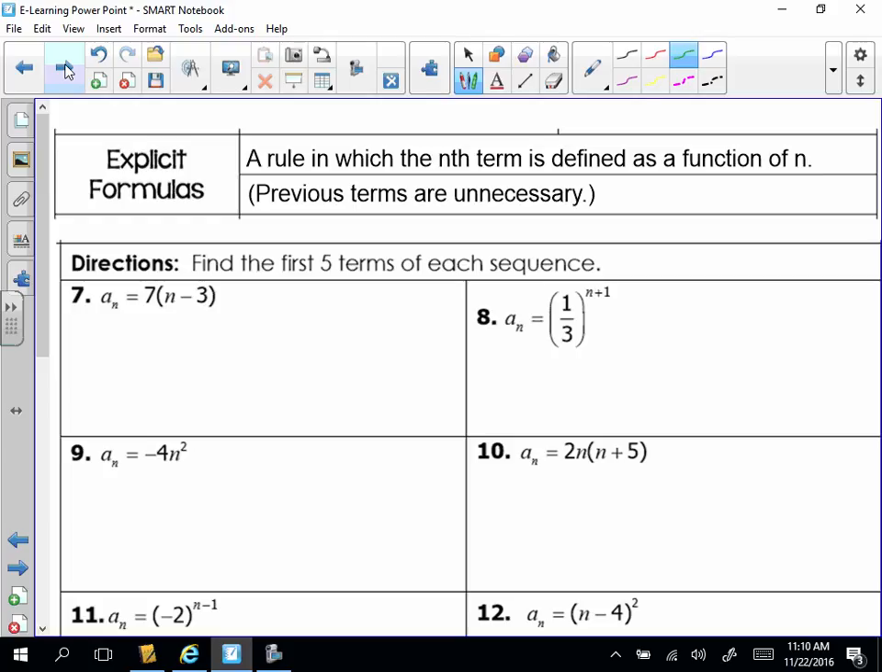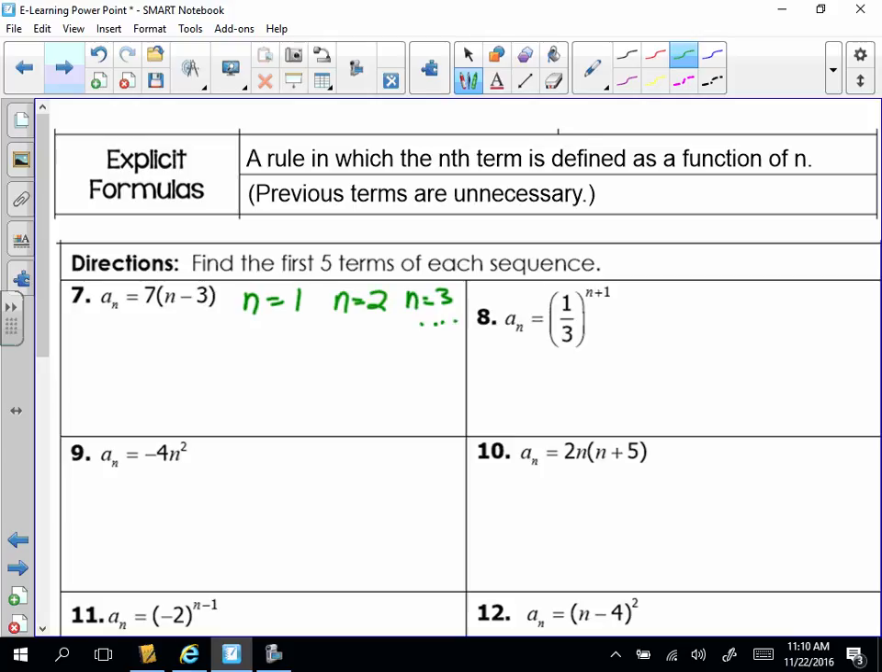Explicit formula is a rule in which the nth term is defined as a function of n. The previous terms are unnecessary. So like in all the other ones, we were dealing with previous terms to find an answer. On these, we will not. So when we're doing these, n is going to be, the first time is going to be 1, then n is going to be 2, then n is going to be 3, etc.